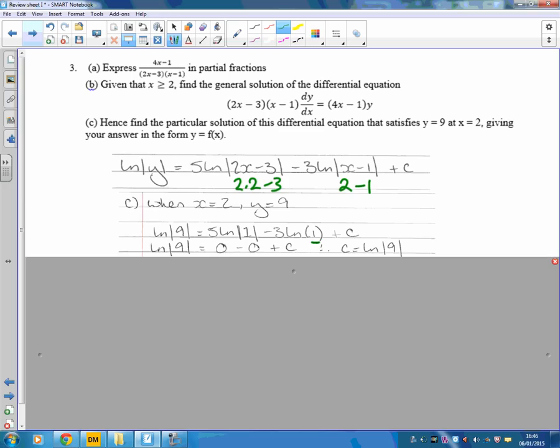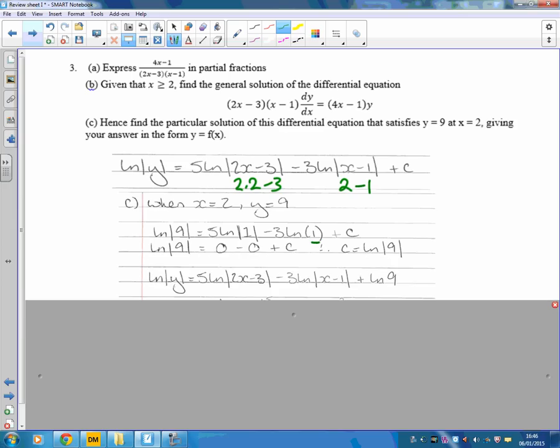Oh, don't even need to do that, how nice. So ln of 9 is still ln 9. The reason why these have gone to 0 is ln 1 is 0. If you put them in your calculator, you should see that. So c equals ln 9. And rewriting our answer with our plus c back in here.